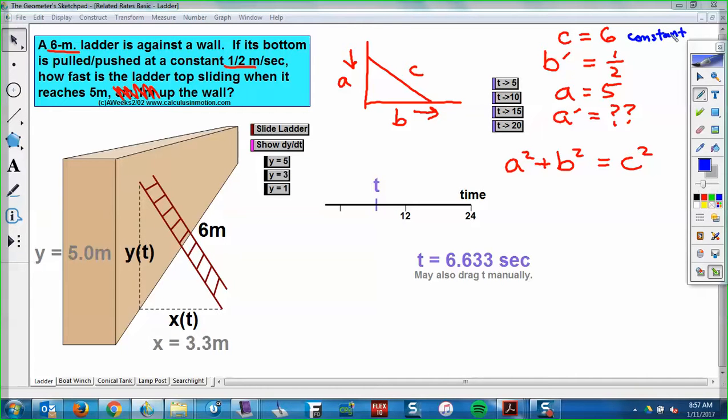Okay? What about this B prime? That's constant. So we can put that in any time. Now we don't have a B, we don't have a place to put it right now. What about this 5?